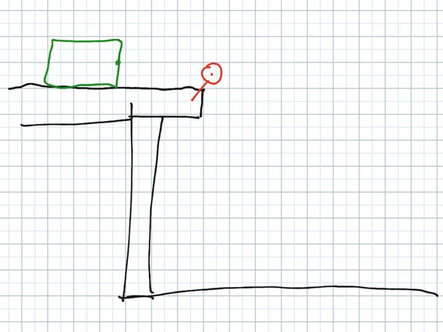And there's a string attached to the block that goes over the pulley and is, guess what? It's attached to another block. So let's give these blocks names. Here's Joe. Okay, and then this block is Sally. So Joe has a mass of 1 kilogram. And Sally has a mass of 0.5 kilograms.